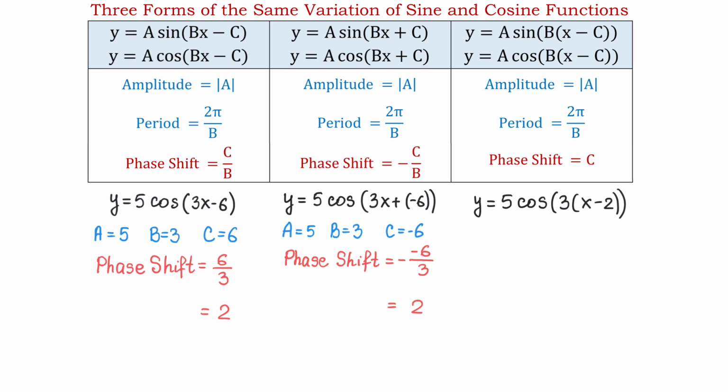I will write this below. A equals 5, b equals 3, and c equals 2. And now the phase shift is equal to c, which is 2. So in all three cases, the phase shift is 2.